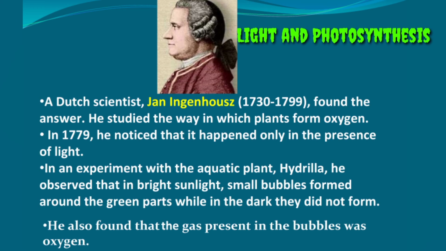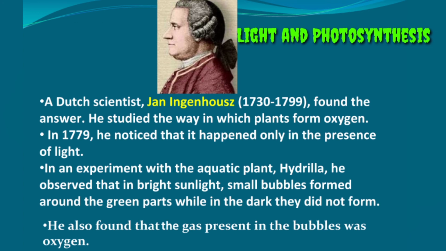Next, light and photosynthesis. John Ingenhousz is one of the famous scientists. He found the way in which plants form oxygen. In the year 1779, he noticed the oxygen forms from the plants in the presence of light only. So he did an experiment to prove this. He did the experiment with an aquatic plant like hydrilla.